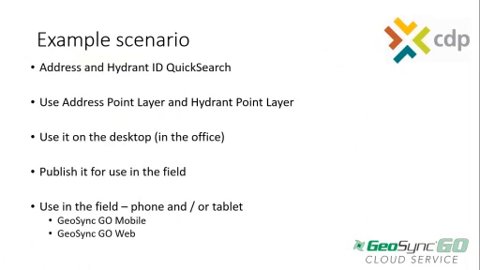For the live demonstration today, our example scenario, we're going to create an address and a hydrant ID quick search using the address point layer and the hydrant point layer. We're going to create this on the desktop software in the office. We'll publish it for use for the field, and then we'll do a quick search on the mobile app as well as the GeoSync GO web map.